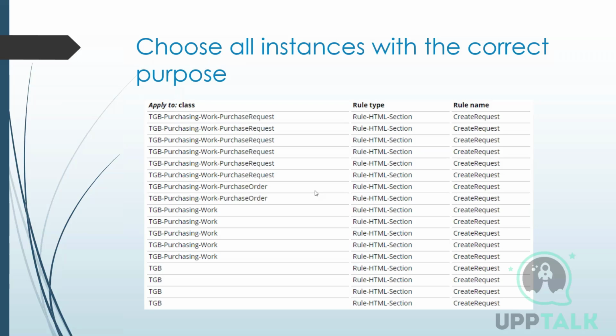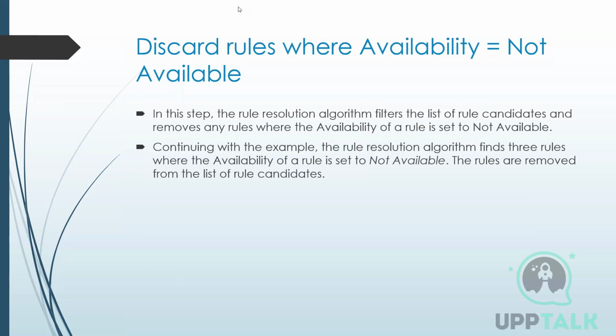So my step one has now I have around 10 to 15 rules with the correct instances. So these are my rule candidates. So slowly we will start the elimination process and we will see how many we would end up with. Okay. Now what is the second step is discard the rules with availability set as not available.